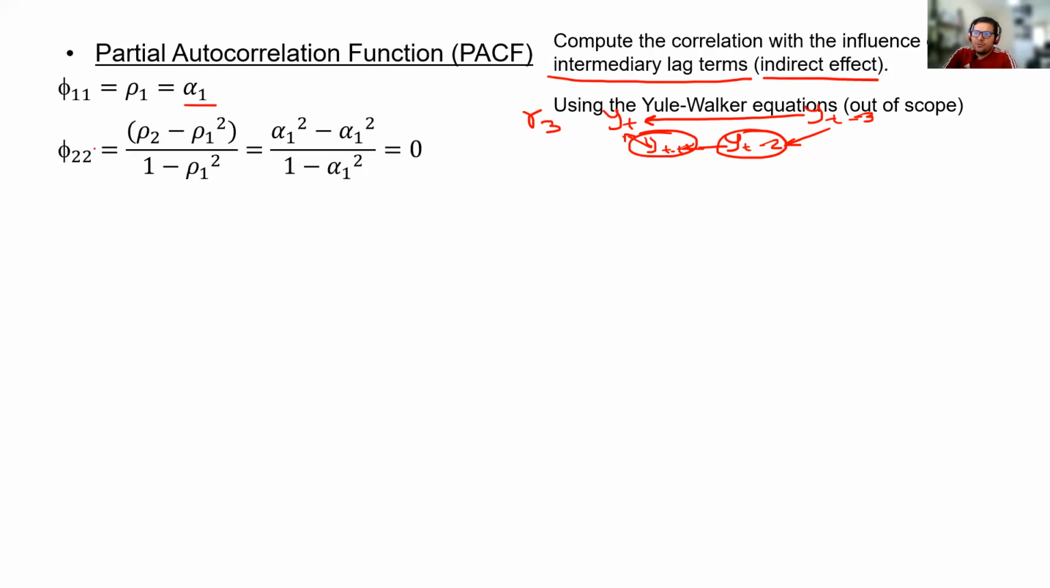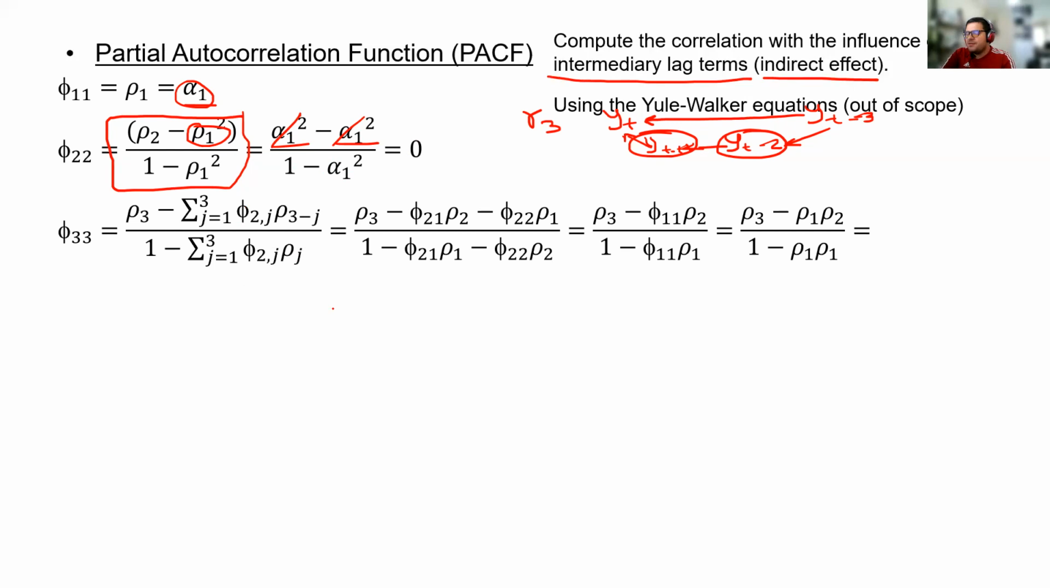For the second point of the partial autocorrelation function, this is a formula that I did not derive. But what we observe, for example, is that rho 1 is equal to alpha 1. Therefore, rho 1 squared is equal to alpha 1 squared, and rho 2 from the previous result is alpha 1 squared. So this minus this will be equal to 0. So the second point of the PACF is a 0.